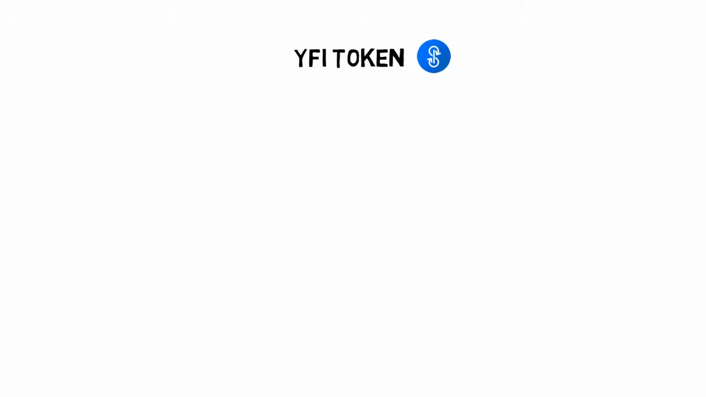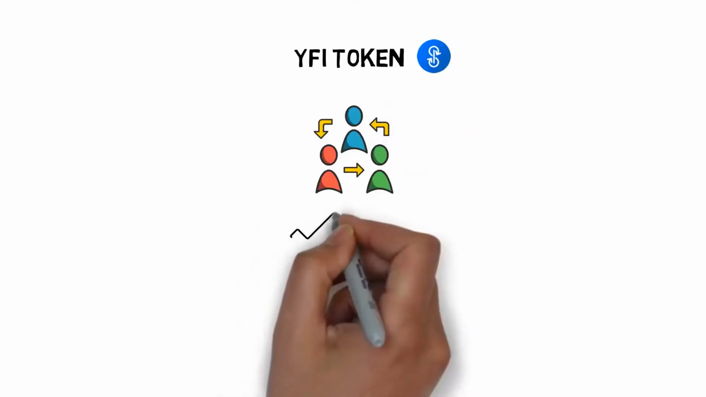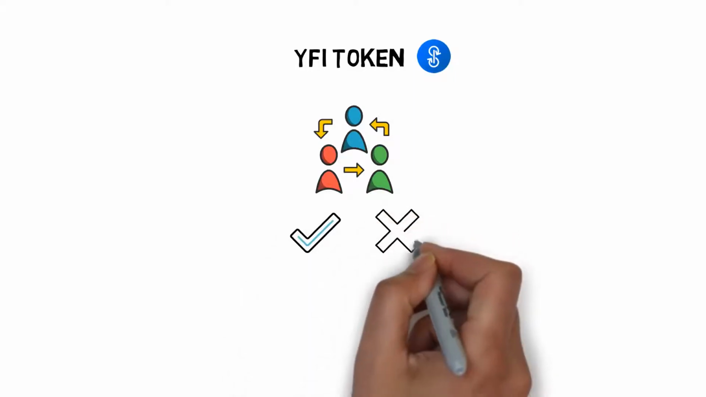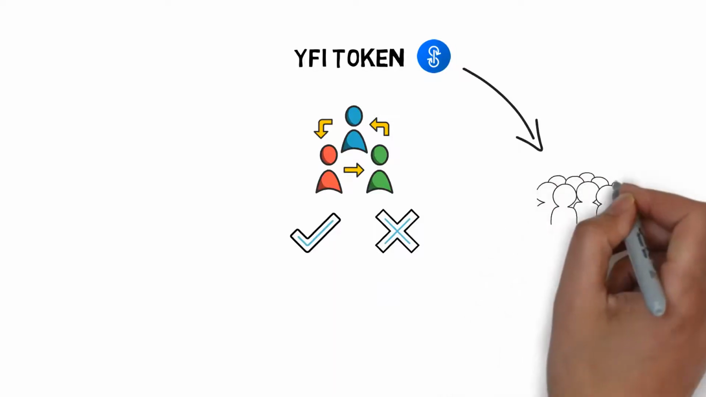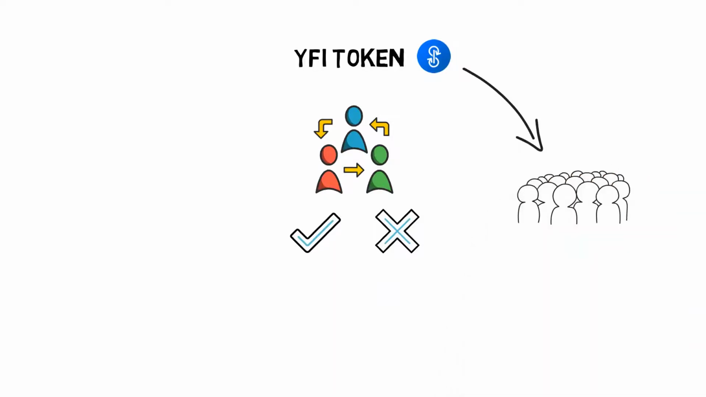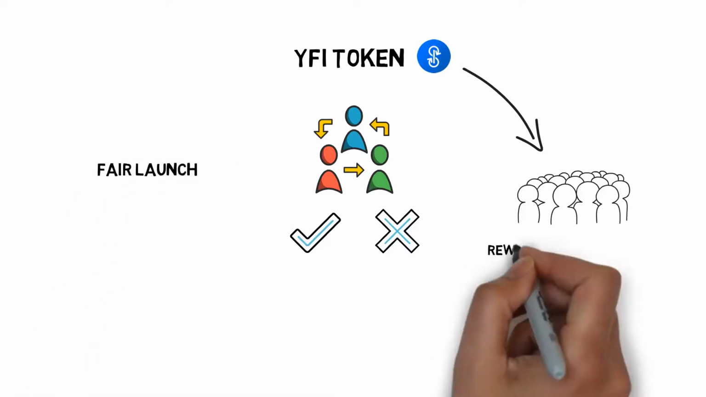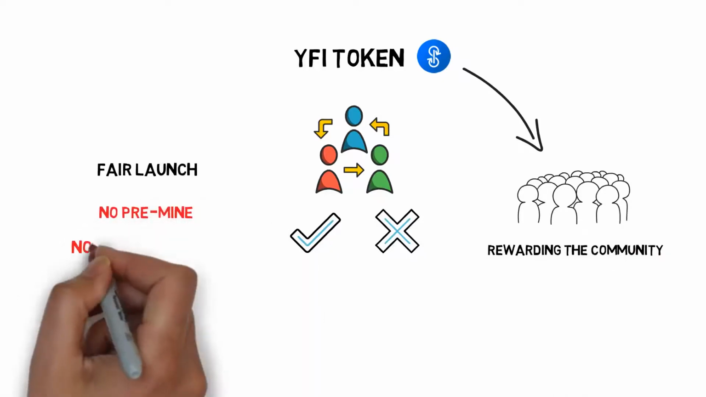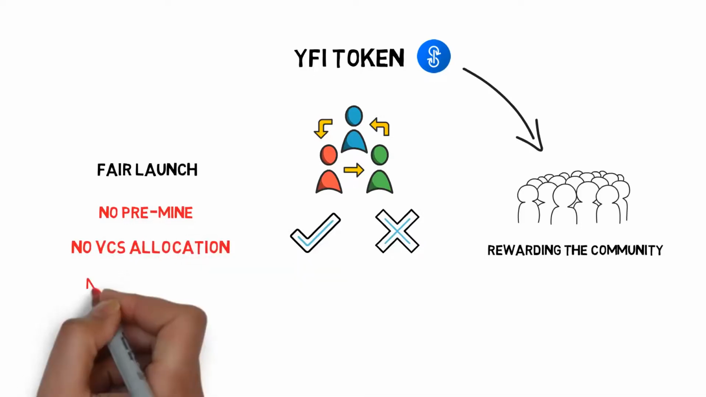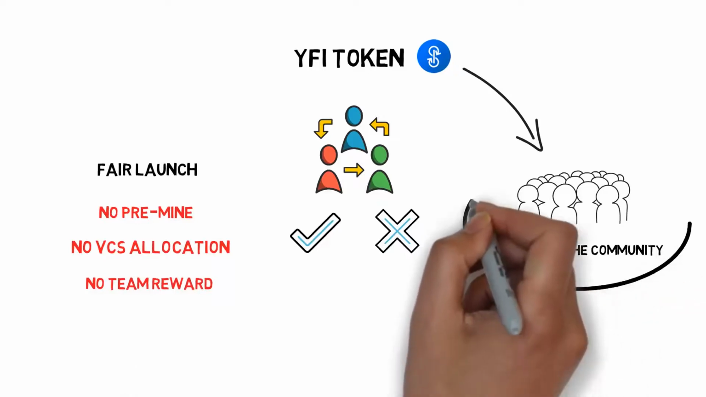To further decentralize the Yearn protocol and allow other people to make meaningful decisions on the future of the protocol, Andre decided to distribute a governance token to the Yearn community. The token distribution was focused on having a fair launch and rewarding the Yearn community. To ensure a fair launch, the YFI token had no pre-mine, no VC allocation, and even no team reward. All the tokens were distributed to the users of the protocol.